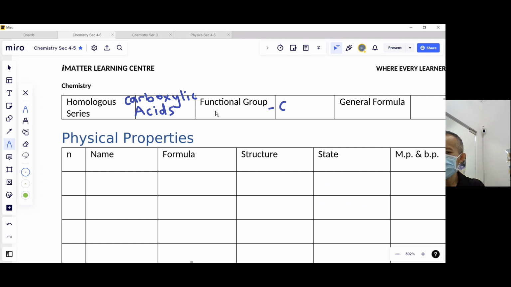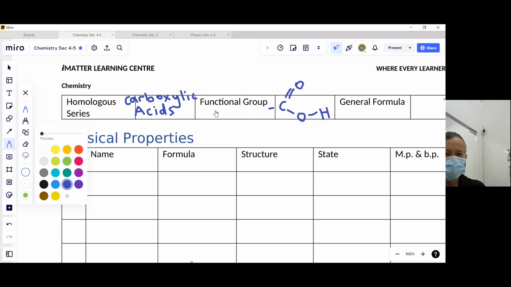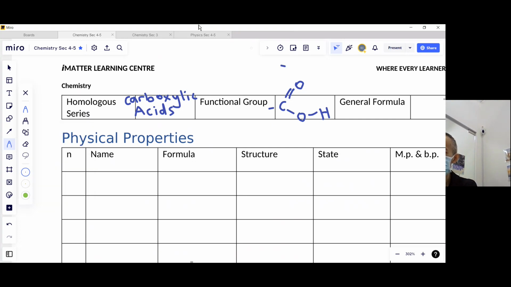Look out for this one: COOH. Look out for this group. Sometimes they shorten it to this. It means the same thing. You can see this quite often as well because they don't draw out the entire structure.